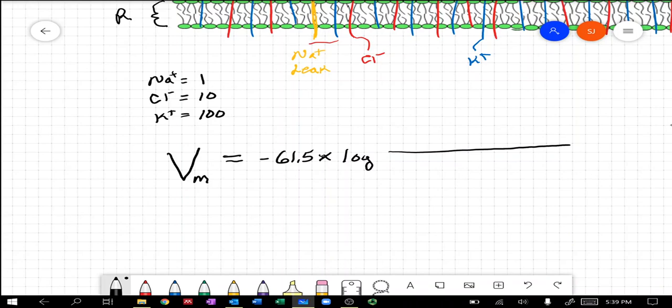Now we can use specific ions too. Potassium concentration. I'm just going to put a little i here for inside. Potassium on the outside. But we also have to consider how permeable the membrane is for that particular ion. We're going to add these together. So now we're going to do sodium. Same thing.